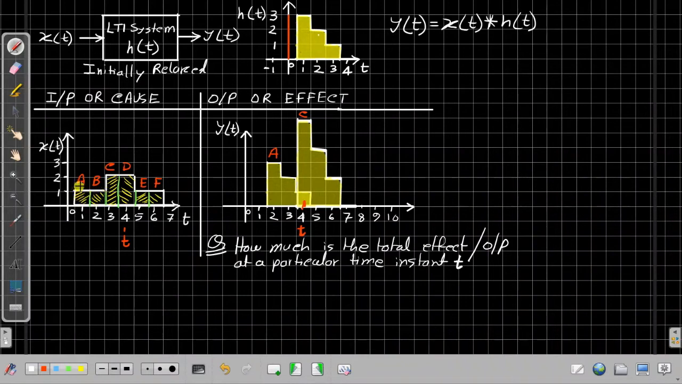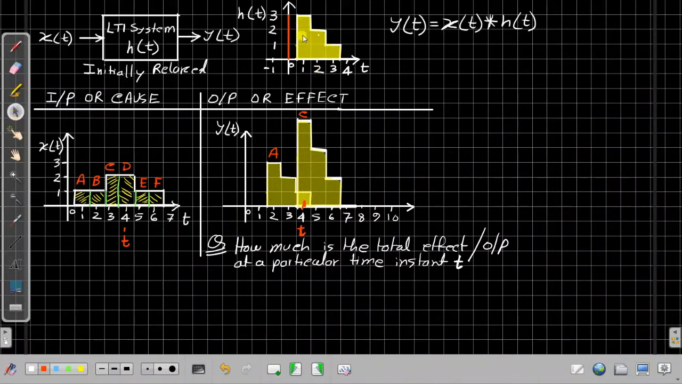However, slice A will have lower effect at this point of time compared to slice B, because as per the given shape of the impulse response, the effect of input decreases with time, and this point of time is farther from slice A compared to slice B, so slice A will have lower effect at this point compared to slice B. And to find the total effect at this point due to all the different slices, we will use a clever trick, and the trick is as follows.